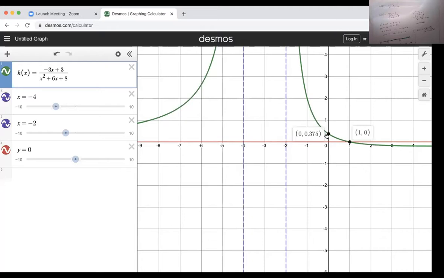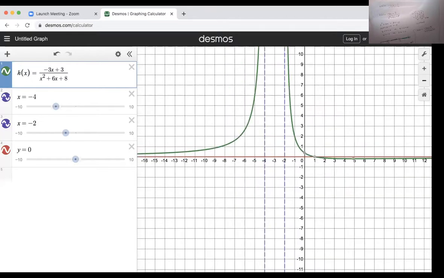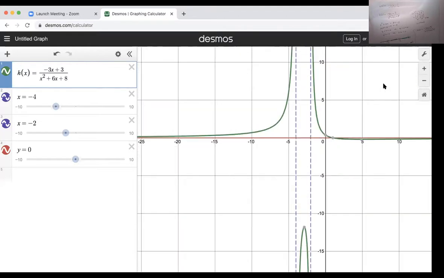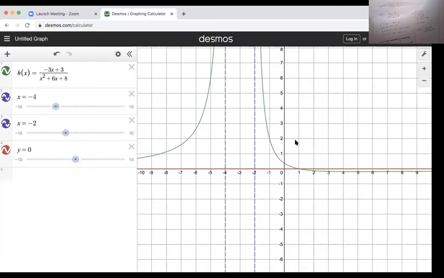Our vertical asymptotes look good. Our horizontal asymptote looks good. And our domain, again, is everything, because in the middle there, we have values way down there. The function is defined between -4 and -2. So our domain includes everything except -4 and -2.